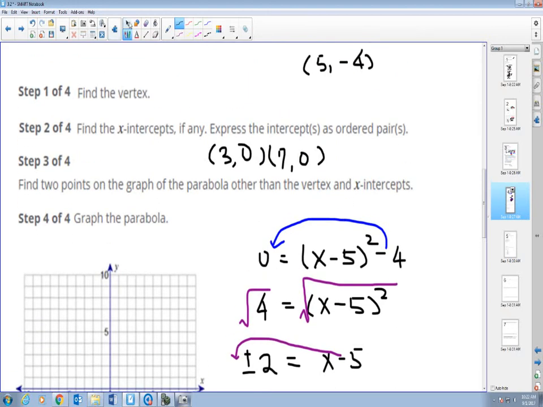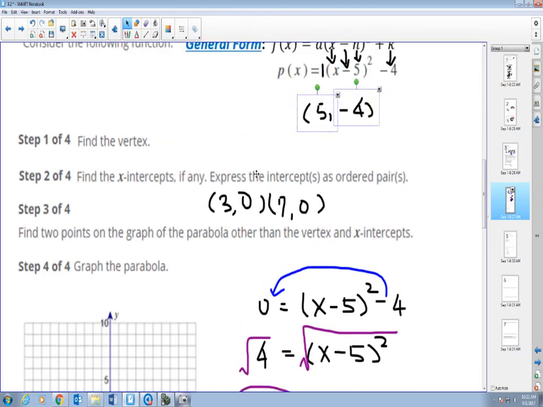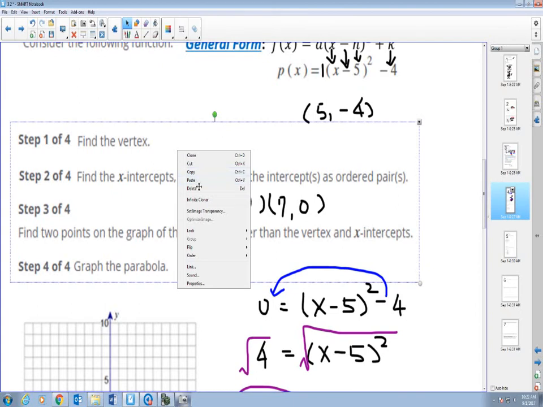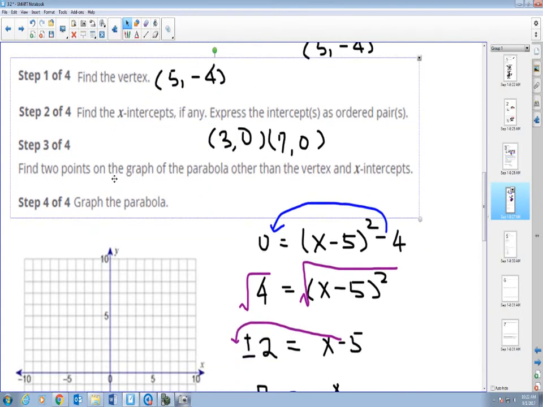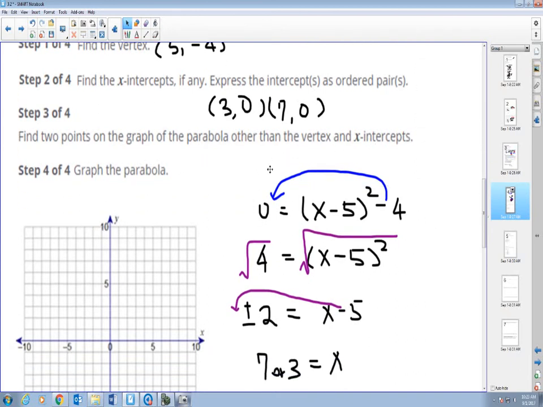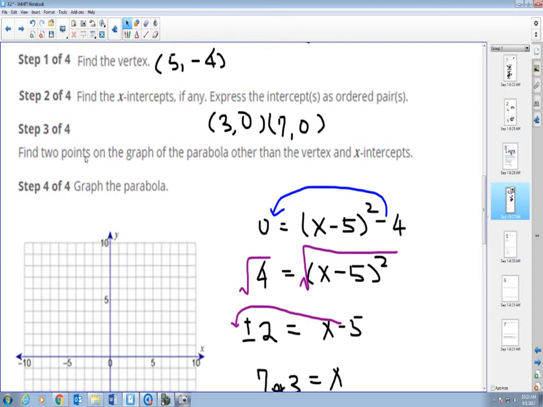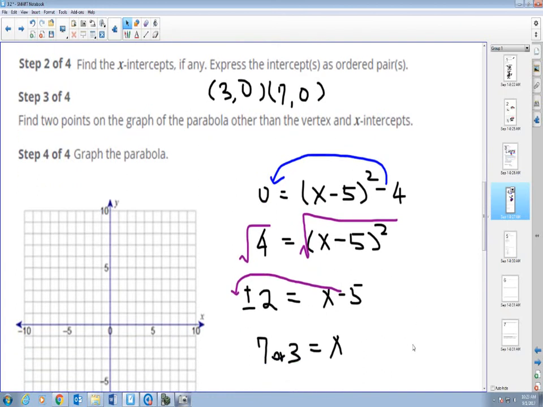And I got my vertex up here, so I'm just going to copy it and move it down here. There we go. Find 2 points on the graph of the parabola other than the vertex and the intercepts. This is referring to 2 additional points. The reason we need to find 2 additional points is so we can have our graph a little more accurate. So I'm going to go ahead and plot these 3 that we already came up with.